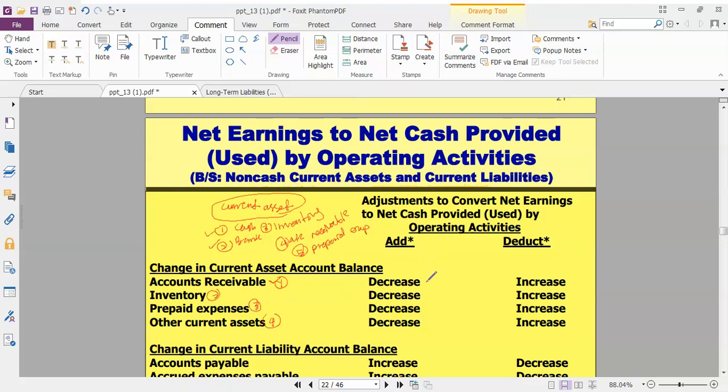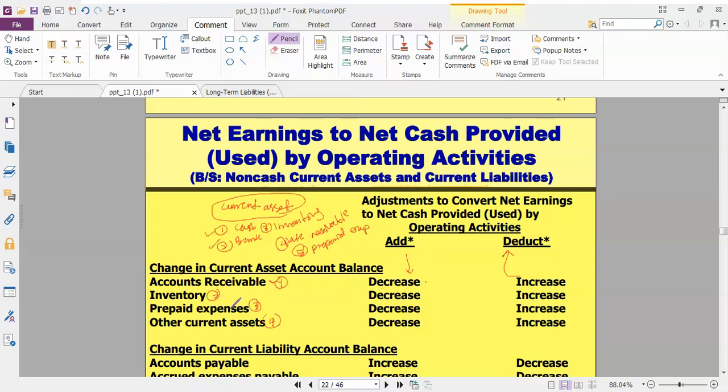If there is a decrease in the account receivable, if we compare to other years, then you must add on. But when the account receivable is increased, you must deduct. Okay, same goes for inventories and prepaid expenses.